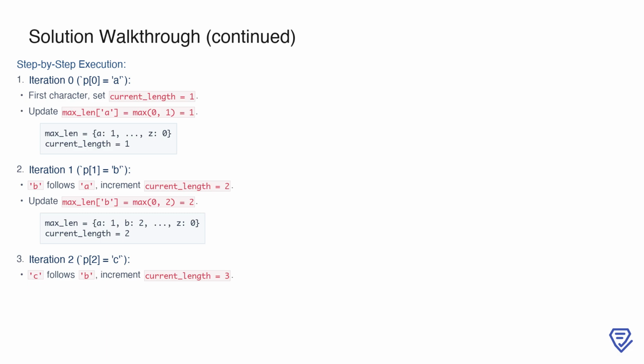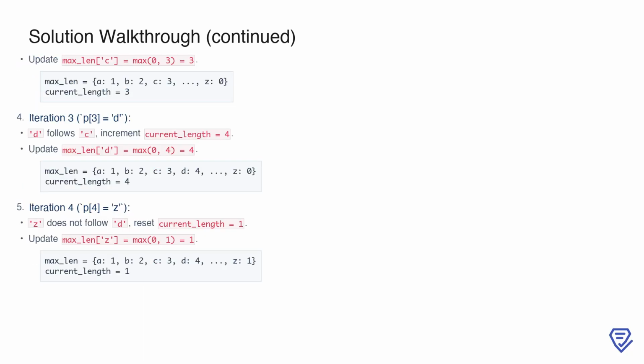For the third character, c, which follows b, we increment current_length to 3. This means we have a valid substring of length 3 ending at c. We update max_len[c] to the maximum of its current value, 0, and current_length, resulting in max_len[c] equals 3.